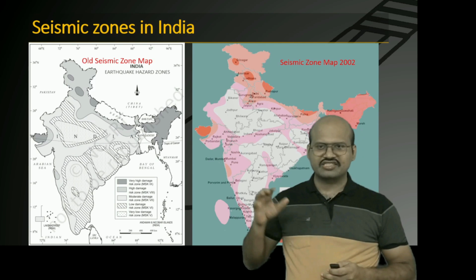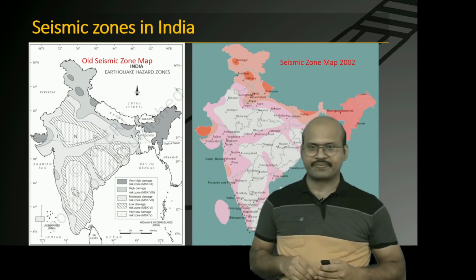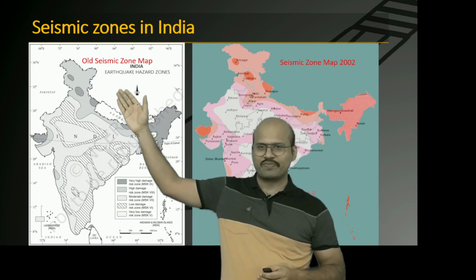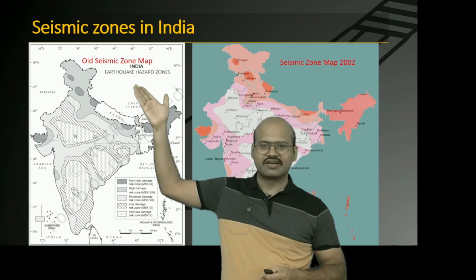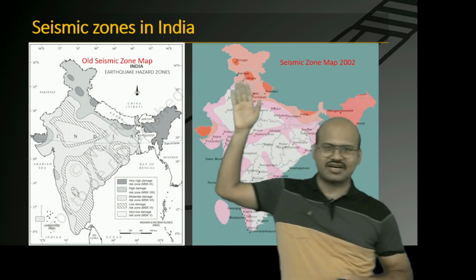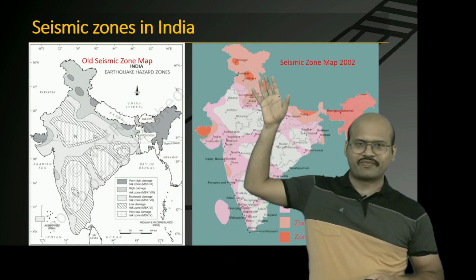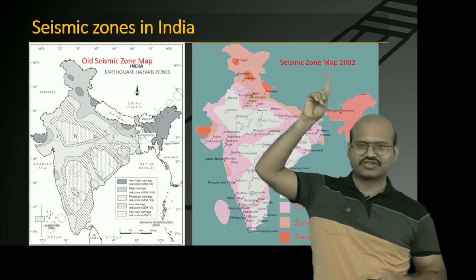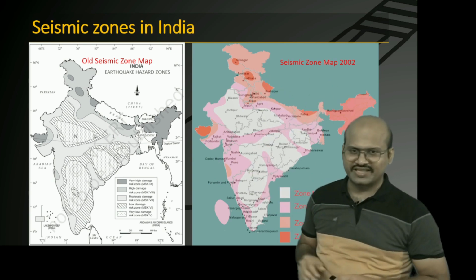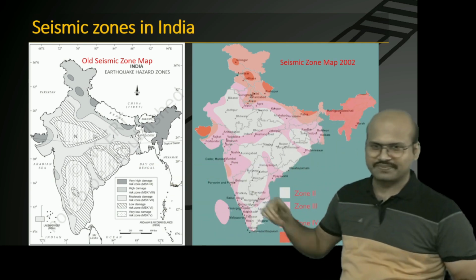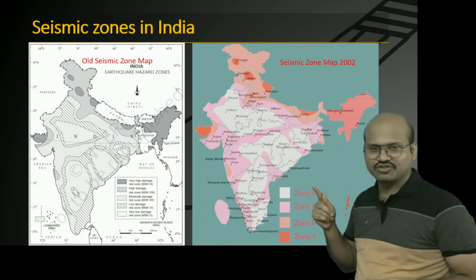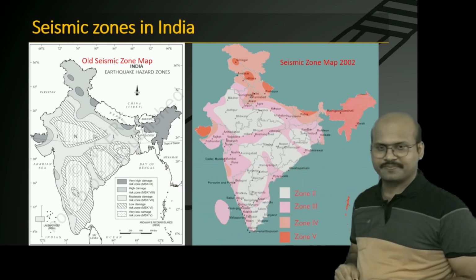Now these are the seismic zones in India. This is the old seismic zone map from before 2003, and this is the new seismic zone map of India created in 2002. You can see that there is a slight difference in these two maps, and we see different zones according to their color.